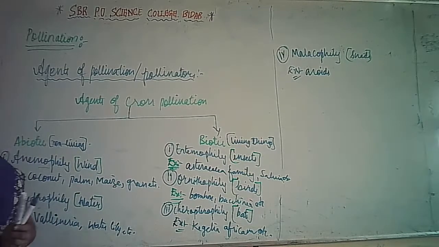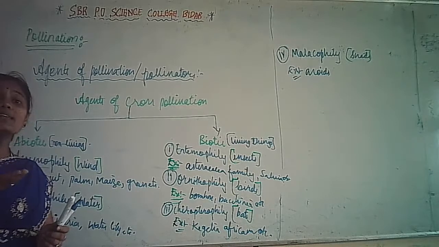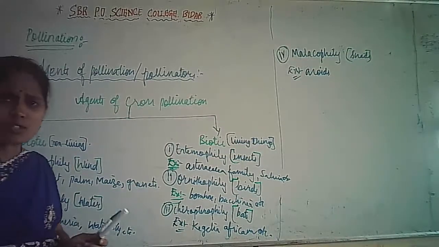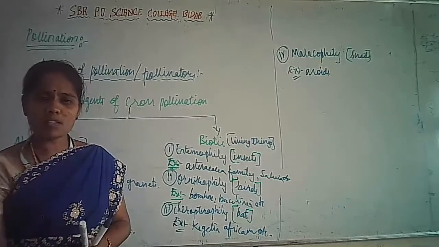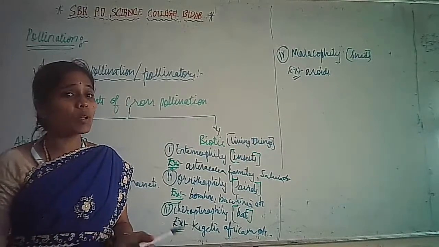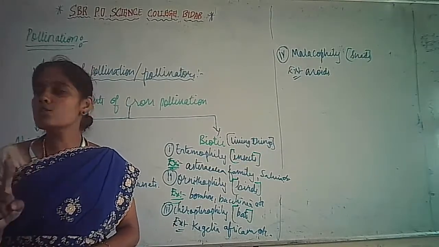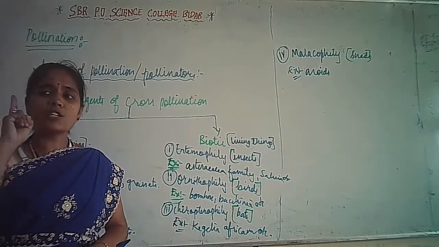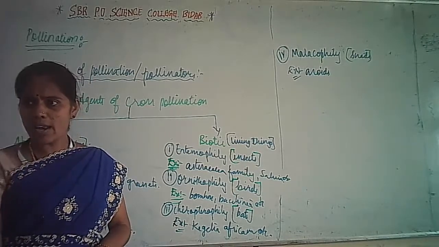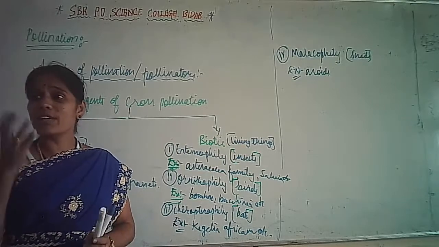Okay. And how should the pollen grain be? The pollen grain should be light-weighted. Light-weighted क्योंकि अगर heavy weight रहता तो... why should it be lightweight? Because it has to be carried in the wind. So the pollen grain should be light weighted, and it should be dry, non-sticky. Light weighted, dry, non-sticky. In some cases, winged.